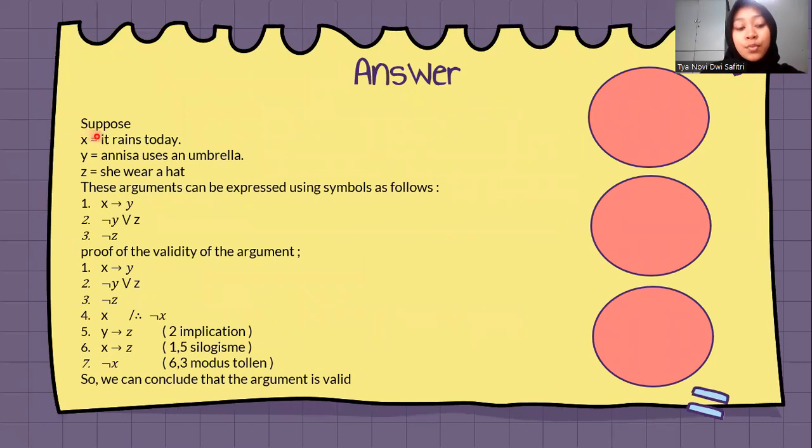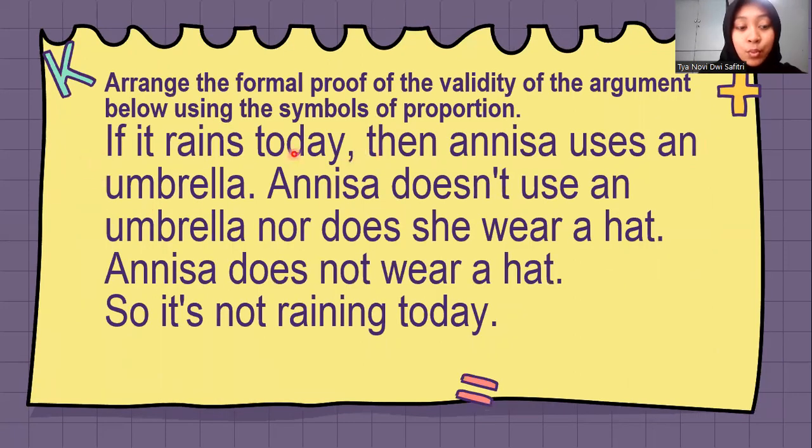Okay, the answer. Suppose X is for it's raining today, Y is for Anissa uses an umbrella, and Z is she wears a hat. So these arguments can be expressed using symbols as follows. Number 1, X implies Y. This is from statement 1: if it's raining today, then Anissa uses an umbrella. X is for it's raining today, implies is for then, and Y is for Anissa uses an umbrella.